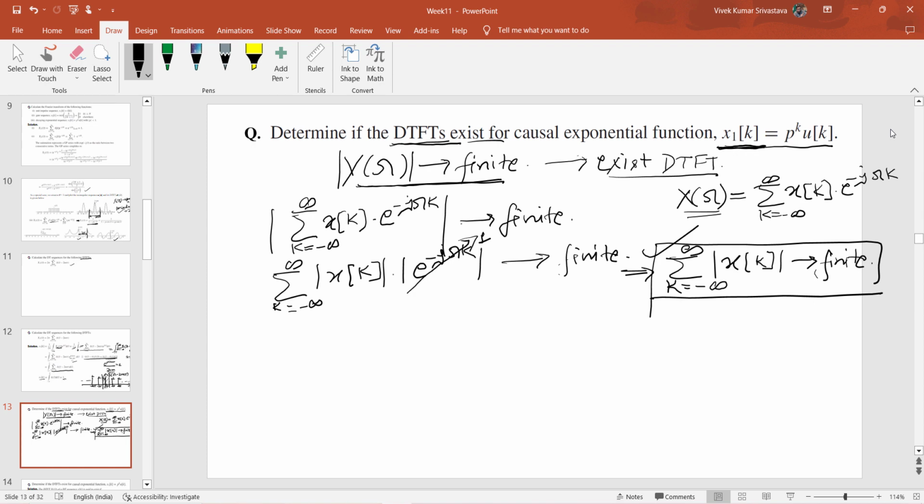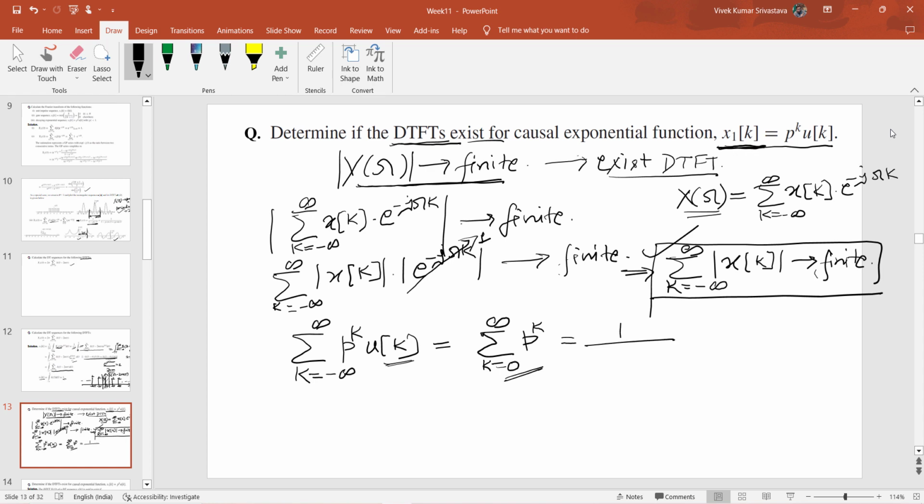So let us try. Where k varies from minus infinite to infinite, p raised to the power k into u of k. Okay, so this k will start from 0 to infinite because this is a causal exponential function. Okay, so that's why this starts from 0 to infinite, and the argument will be p raised to the power k. So this is basically a GP series, and the sum of this infinite term GP series will be 1 over 1 minus p.